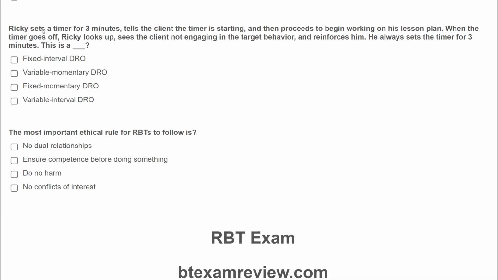Then, when Ricky set the timer for 3 minutes, when the timer goes off, Ricky looks up. What type of measurement do we know where we only observe the behavior at the end of each interval? Is that a partial interval, whole interval, or momentary time sampling? Well, that's momentary time sampling. With momentary time sampling, we set an interval. At the end of that interval, we look up, is the behavior occurring? Is it not? So far, we know he's using fixed. We know he's using a momentary time sampling procedure. And then if you look at your answer, you know it's going to be our DRO.